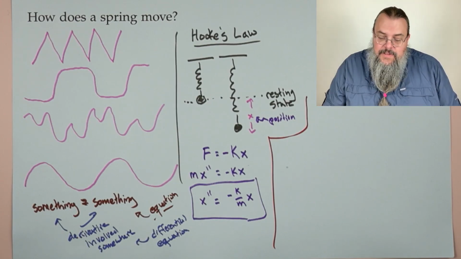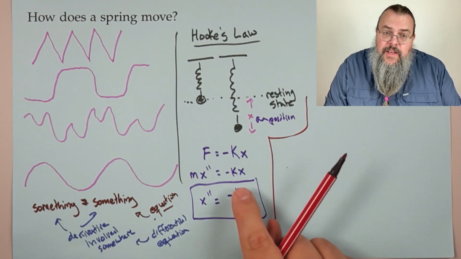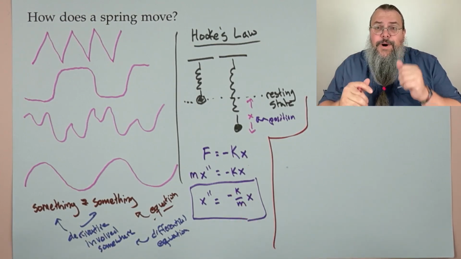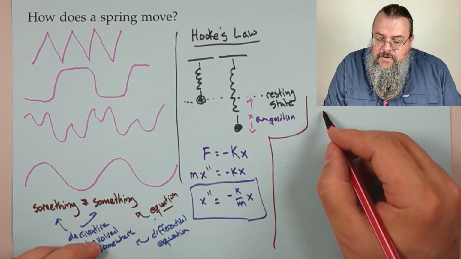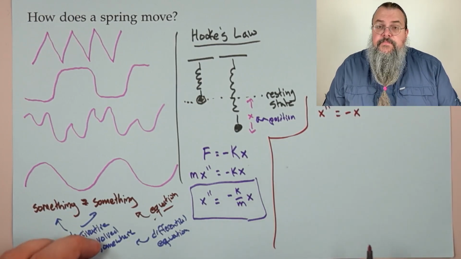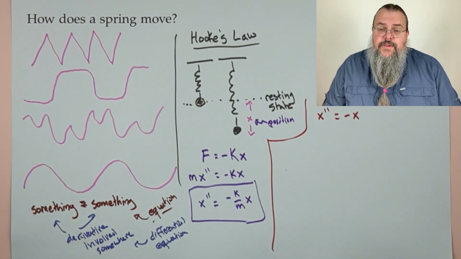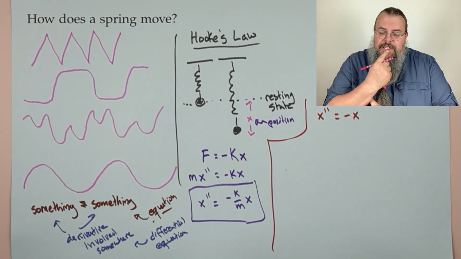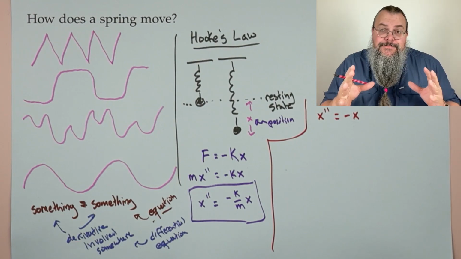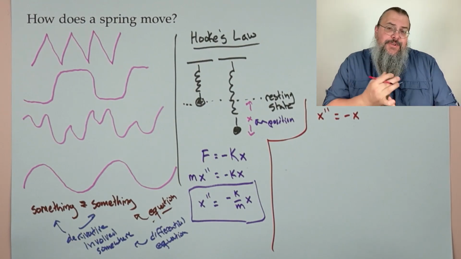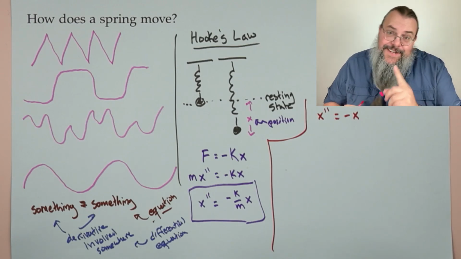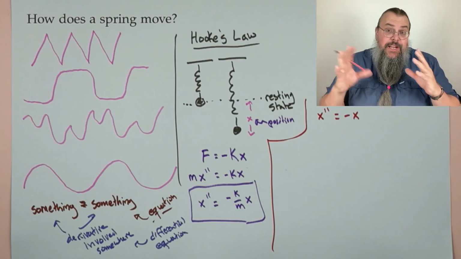So let's start by simplifying. Notice we have this k over m, they're constants. Let's just make it really simple. Let's say k over m is 1. All right, so now we have x double prime is minus x. Now, the next thing we're going to do is look at our differential equation and start thinking, do we know any function that has this property that when you take two derivatives, you get back what you started with, except there's a minus sign? Now you might say, ooh, e to the x, right?